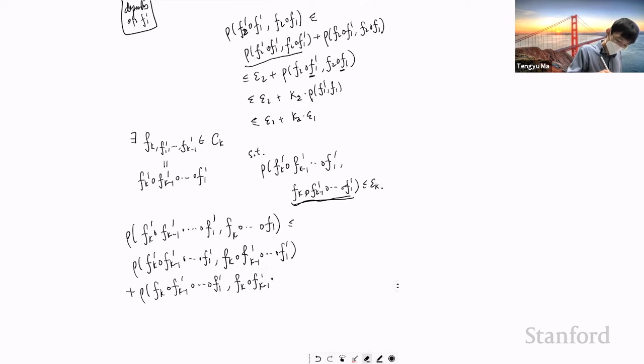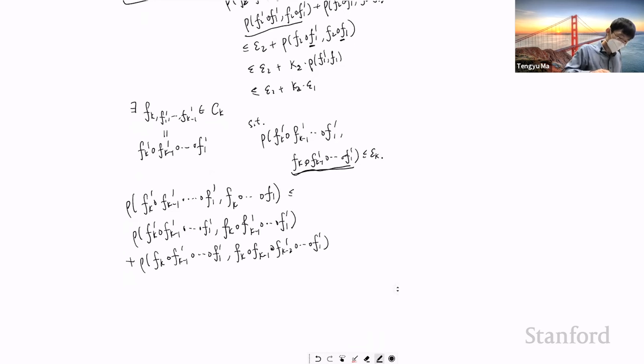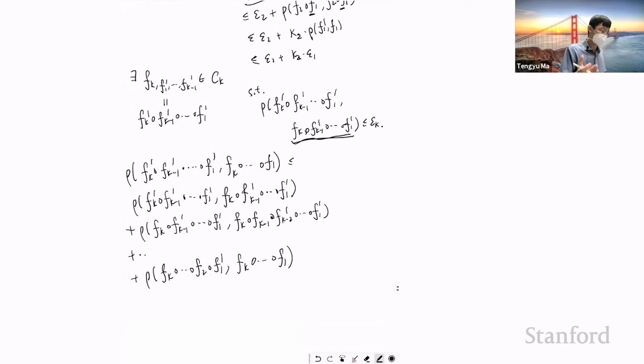This is no prime here. And then until finally everything is kind of no prime basically. And eventually you get what you care about. There's no prime at all. So this is just the triangle inequality.